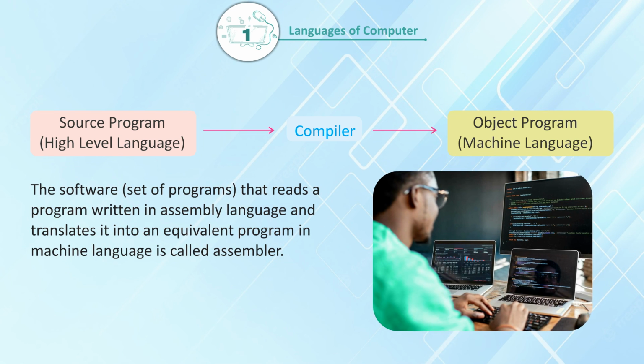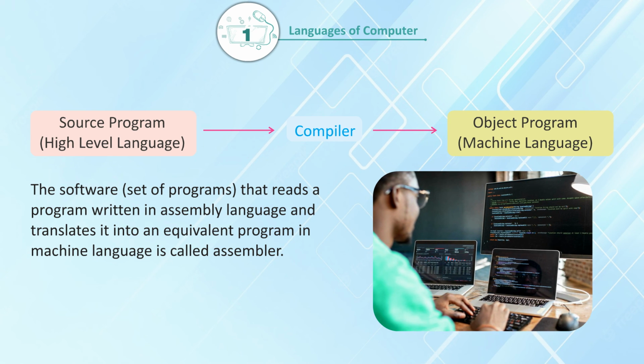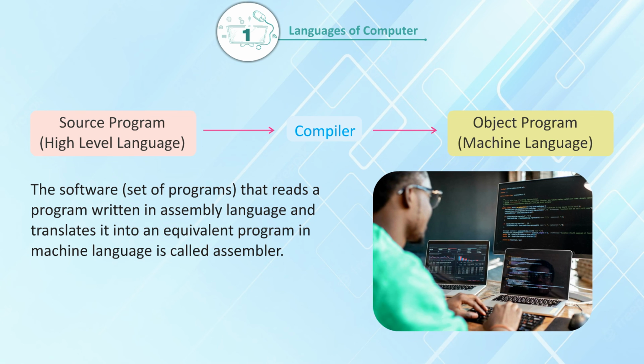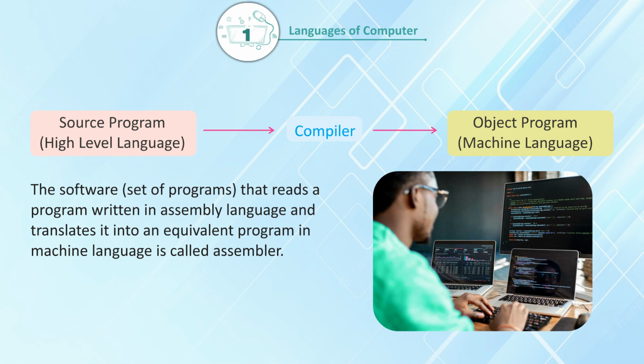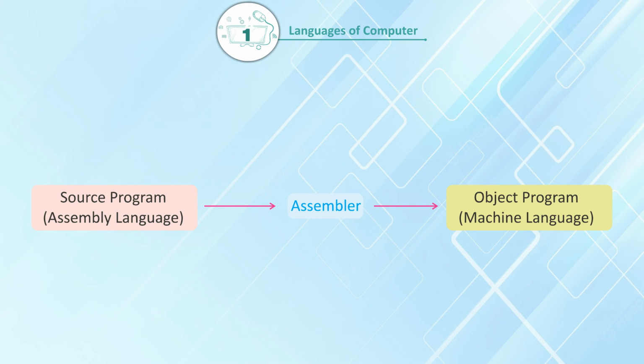The software set of programs that reads a program written in assembly language and translates it into an equivalent program in machine language is called an assembler. Source program, assembly language, assembler, object program, machine language.